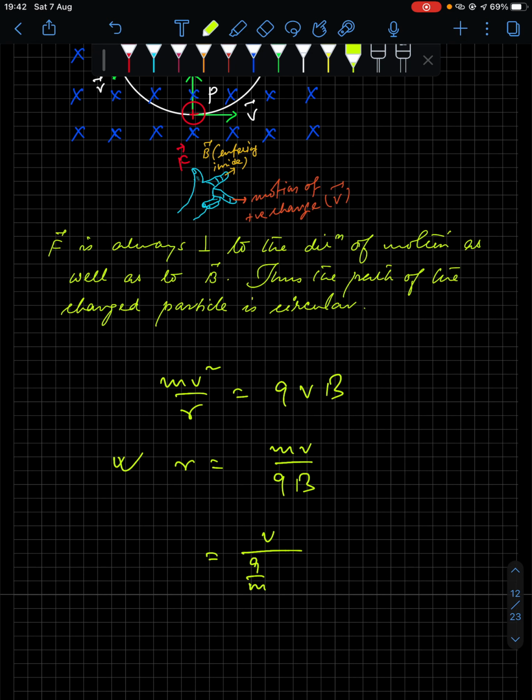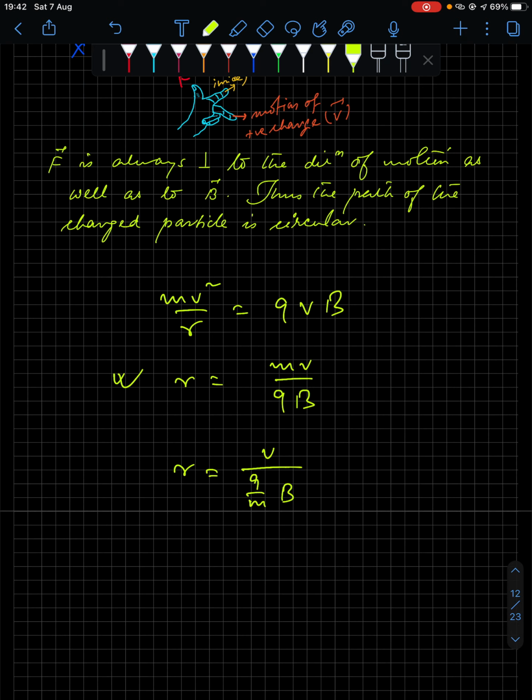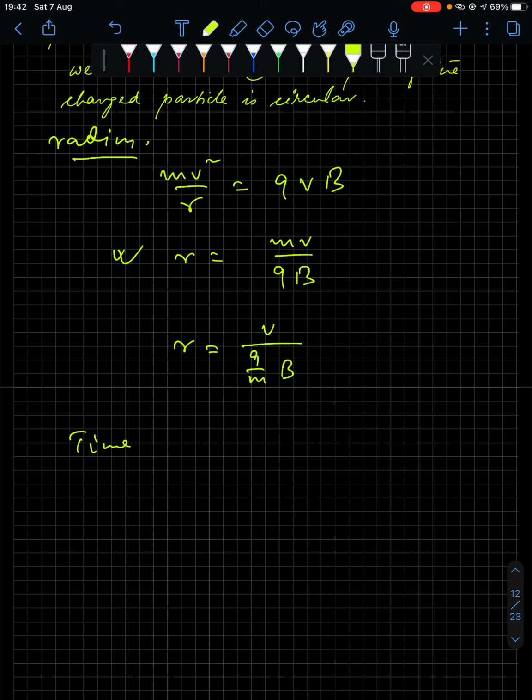Now this can also be written as r = v/((q/m)B). Here q/m is also known as the specific charge. The charge by mass ratio is also known as specific charge. So this can be the other relation for radius. So this was the radius relation.